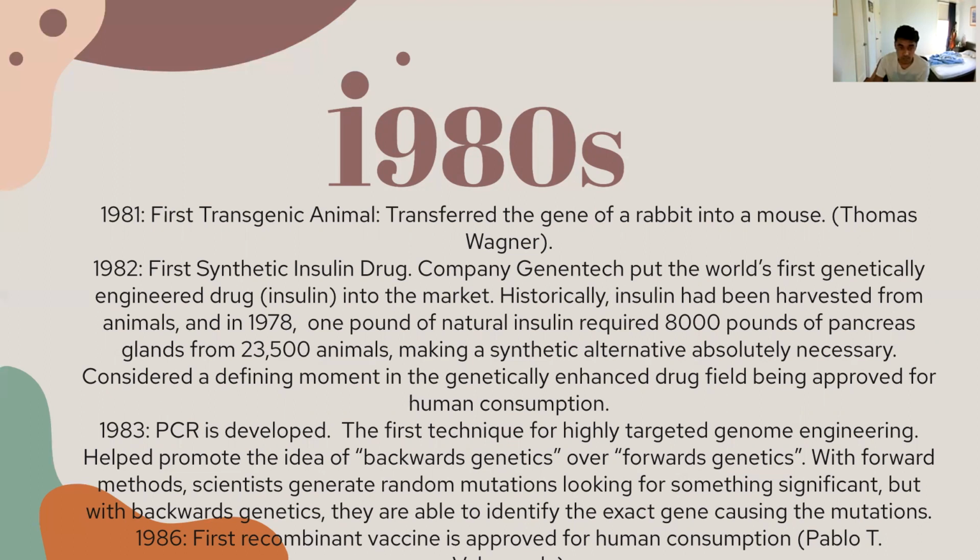This technique was extremely important because it promoted the idea of reverse genetics. With forward genetics, scientists generate random mutations looking for something significant, but it's possible to not find anything and it's more of a guess and check method. But with reverse genetics, they're able to identify the exact gene causing the mutations.